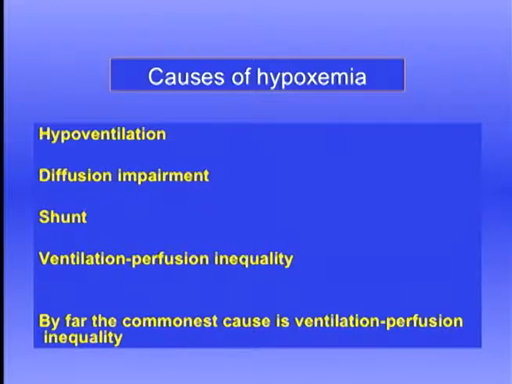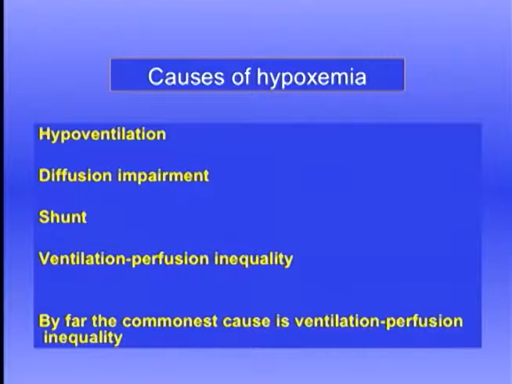Now, the causes of hypoxemia we've talked about previously, and I'm just going to go over them very briefly. There are four: hypoventilation, diffusion impairment, shunt, and ventilation-perfusion inequality. And in the context of respiratory failure, by far the most important cause is ventilation-perfusion inequality. And incidentally, in VA/Q inequality, we include blood flow to unventilated lung in areas of atelectasis, for example, which you could, if you like, call shunt. That's included in the VA/Q inequality story.